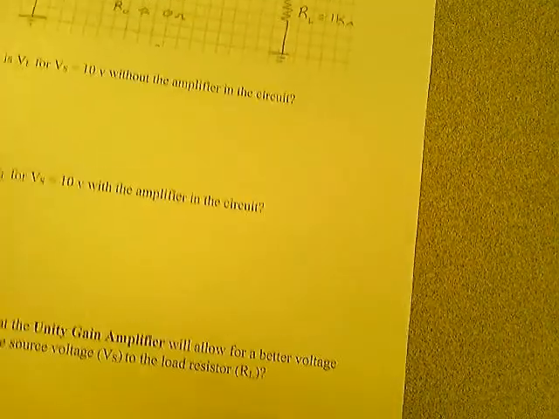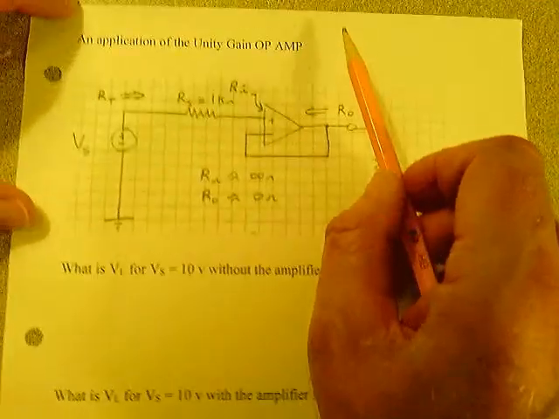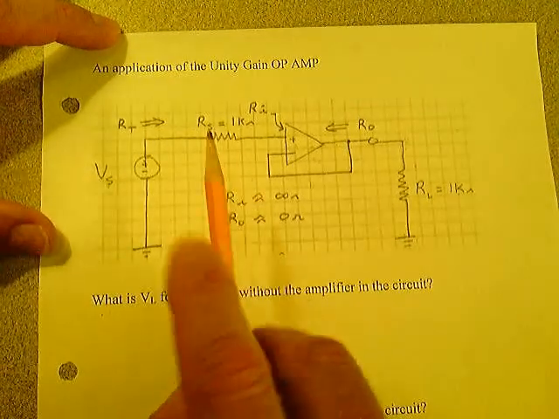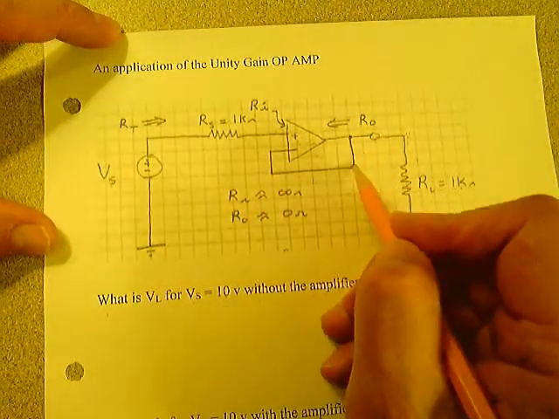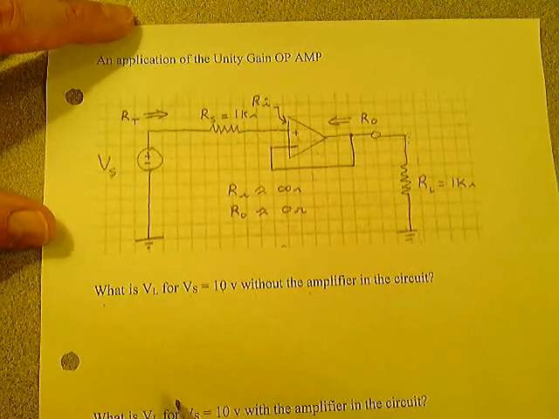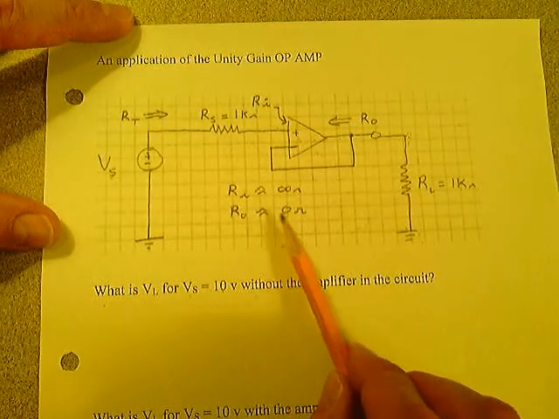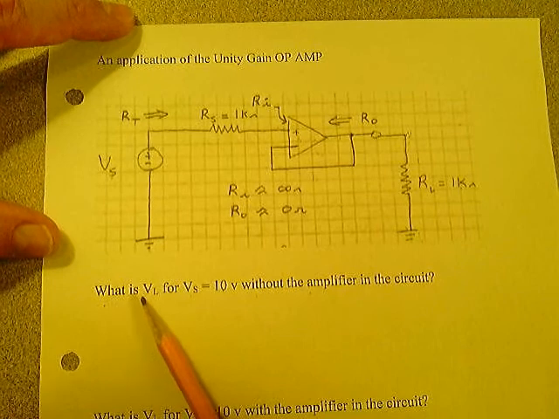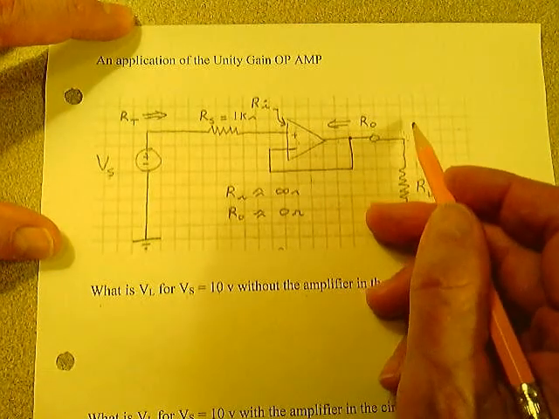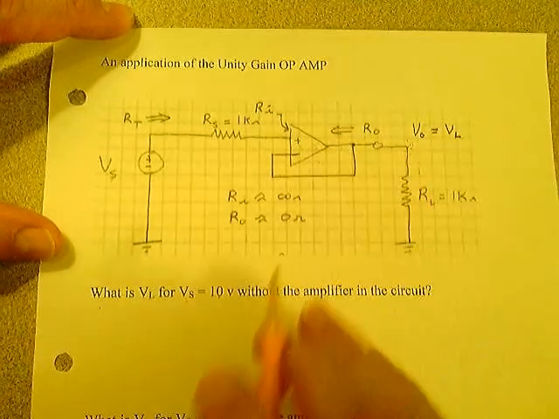Look at page number 78. On page 78, we have an application here of the unity gain operational amplifier. Here I have a simple circuit, VS driving a unity gain amplifier because it's taking the output back to the negative input. And I have a load resistor of 1K. Remember, in this circuit here, Ri is approximately equal to infinity ohms and R out is approximately equal to 0 ohms. So what is VL? What's that load right there across the load resistance? We called it V out, but V out is exactly equal to VL in this problem here.